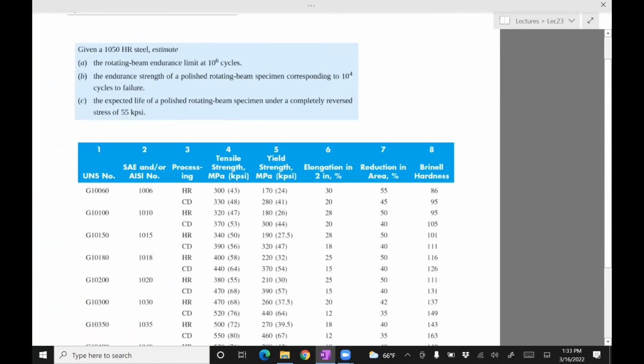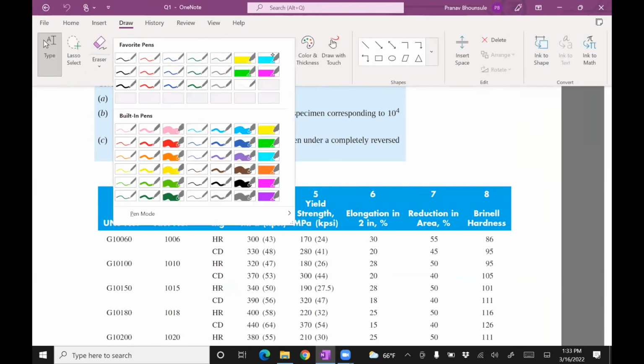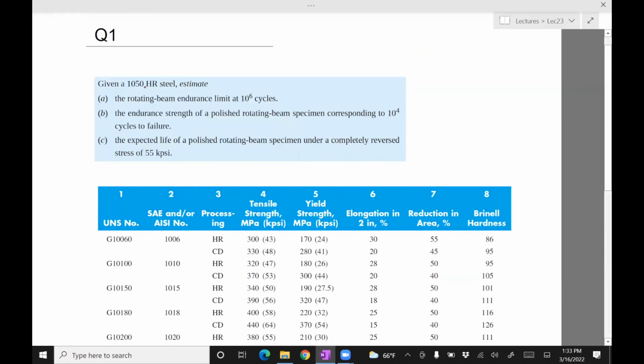Okay, let's read the question. There's a table associated with the question, but let's read the question. Okay, so we are given a certain type of steel, 1050 HR steel. We are asked to estimate the endurance limit at 10⁶ cycles. Okay, what is that? That is basically SE. So since this is a specimen, we are interested in SE prime at 10 raised to 6 cycles.